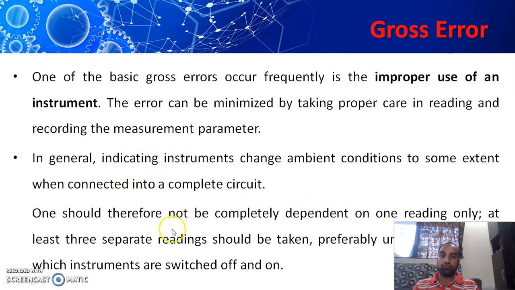So for that, we have to take at least three readings. If we take three readings and take the average, we get closer to the expected value. One should take care about that. Instead of a single reading, we have to take at least three separate readings, so that we reach towards the expected value.